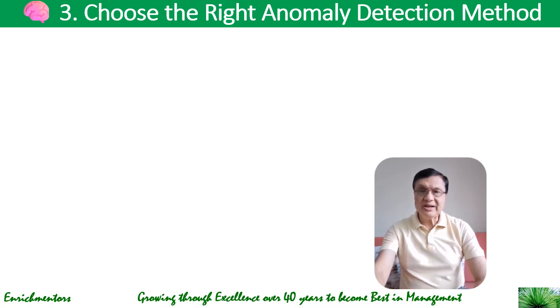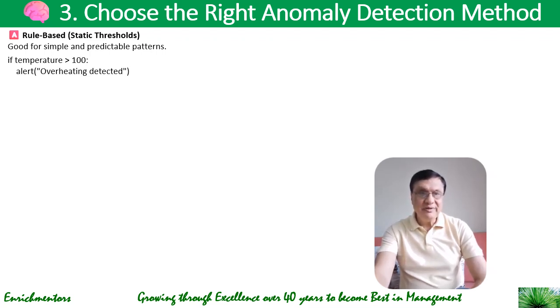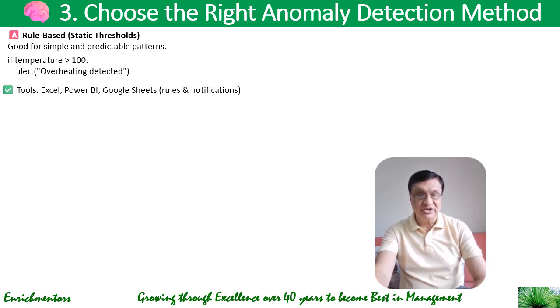Then you need to choose the right anomaly detection method, and there are four of them we will talk about here. There could be a static threshold that you could use through a rule-based detection method, which is good for simple and predictable patterns. Say, for example, your rule could be if the temperature exceeds 100 degrees, you send out an alert saying overheating detected. The tools you can use are Excel, Power BI, Google Sheets, rules and notifications in Google Sheets.